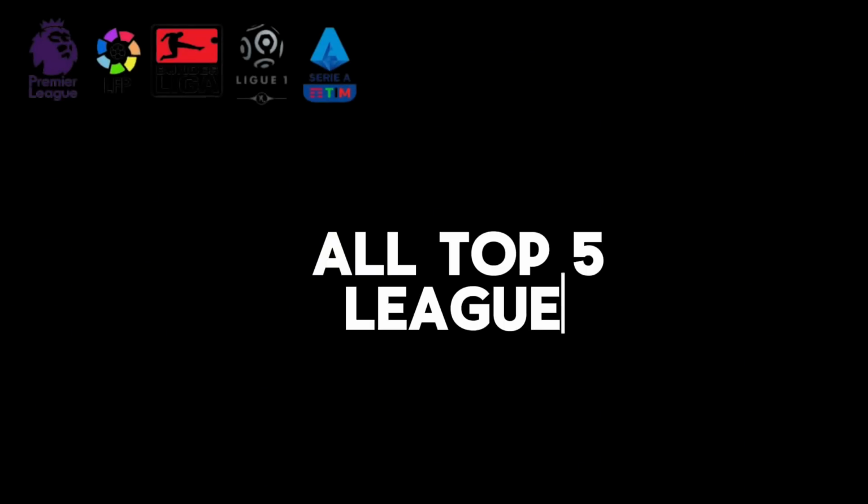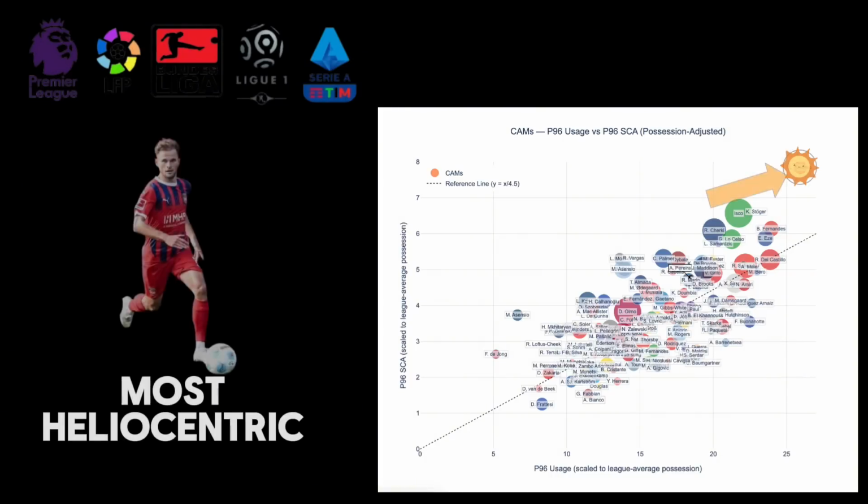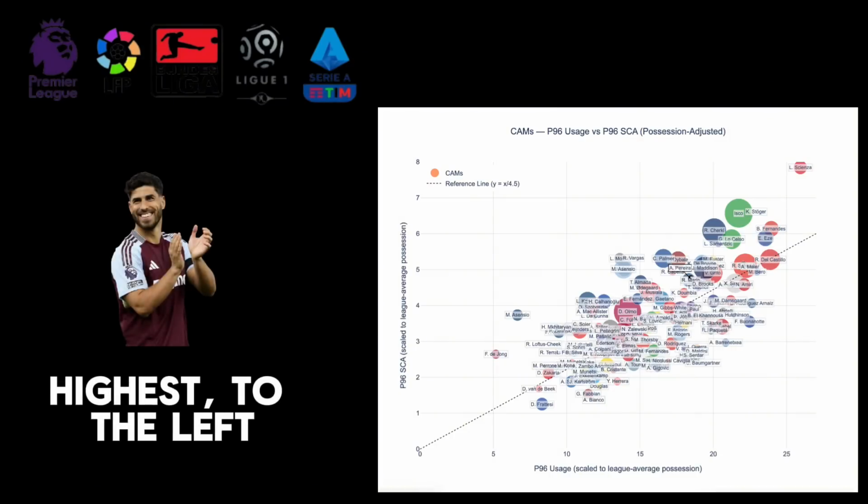Let's bring all 5 leagues together. Of all the center attacking midfielders, this Leo Scienza is by far the most heliocentric person across the whole of Europe. Apart from that, Isco creates the most for his teammates, and Marco Asensio is the most efficient, meaning he's the highest to the left.